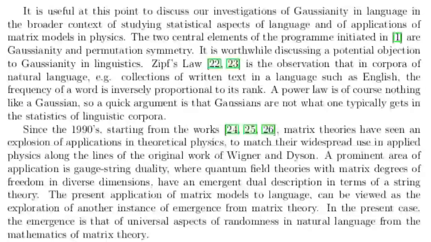Power law is, of course, nothing like a Gaussian. So a quick argument is that Gaussians are not what one typically gets in the statistics of linguistic corpora. So where does that leave us? I don't know. Since the 1990s, started from the works of those 3 papers, matrix theories have seen an explosion of applications in theoretical physics.